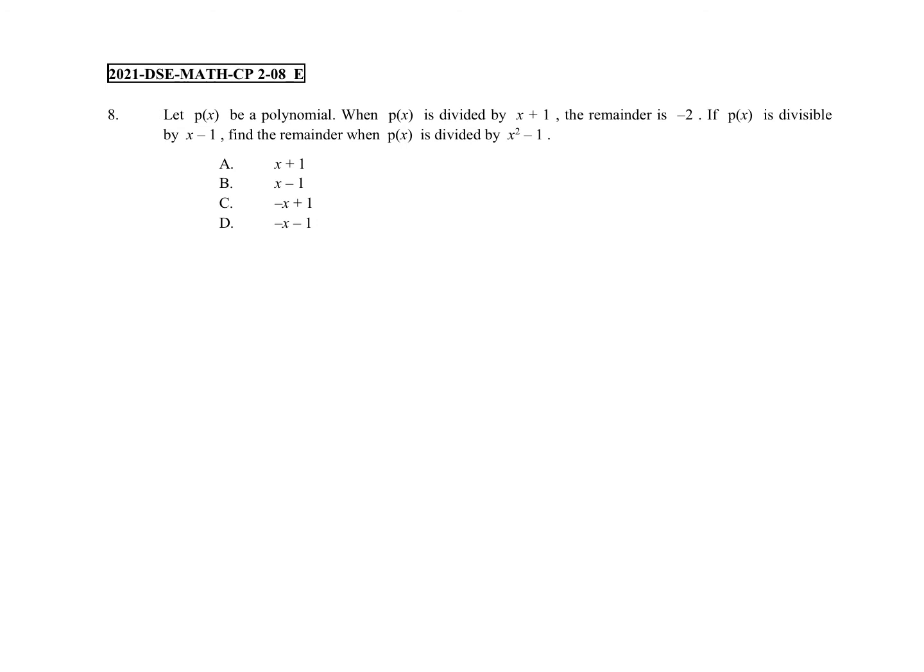So here we may need to let P(x) equal Q(x) times x squared minus 1, plus, because the quotient is not given, the corresponding remainder polynomial given by ax plus b. So ax plus b is a linear polynomial because x squared minus 1 is quadratic. So the degree of the required remainder will be at most 1.